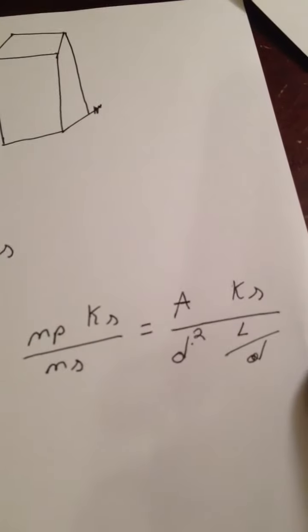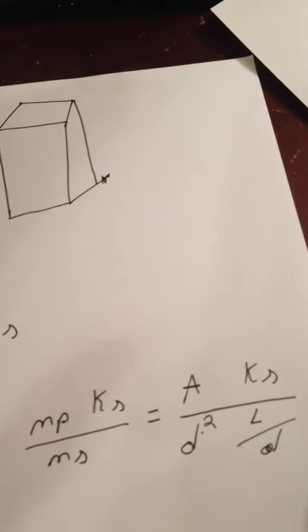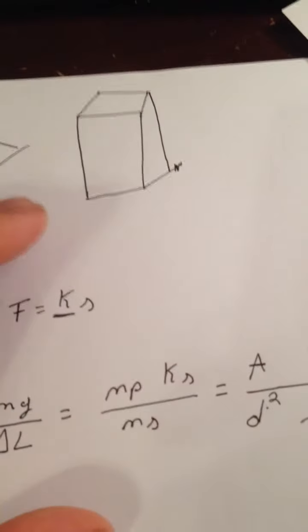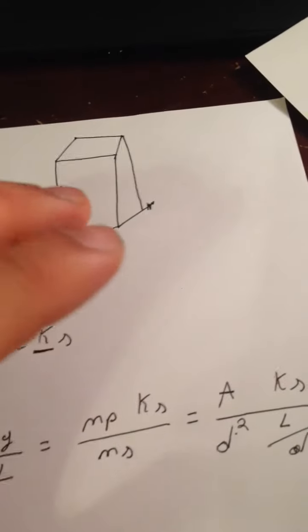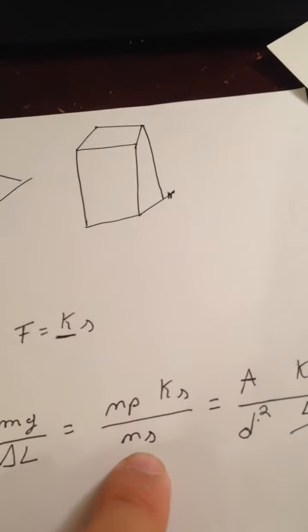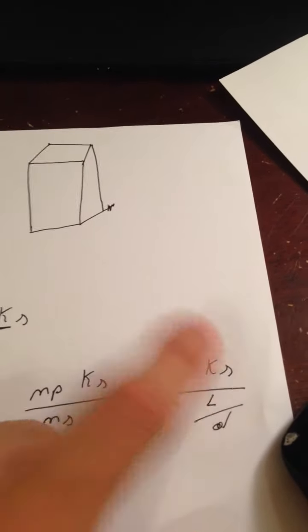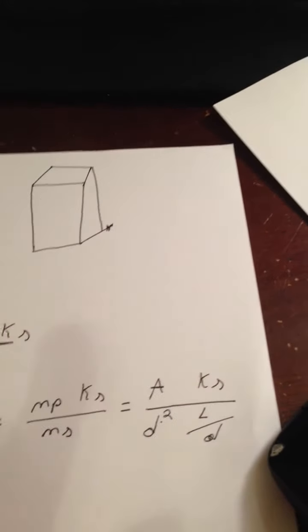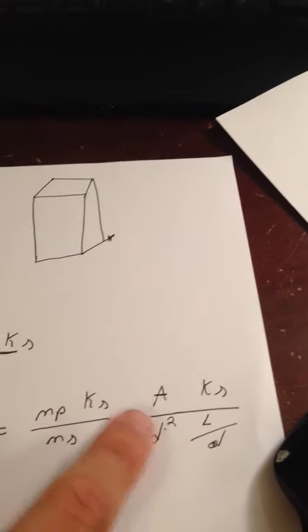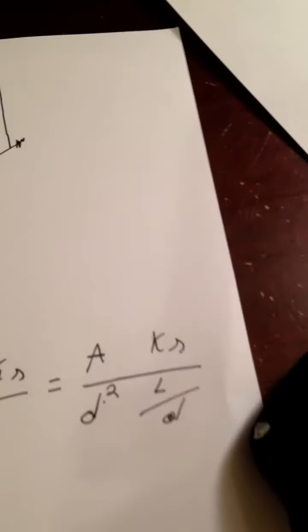Because if I have something in series, it will have a lower spring constant, I'm going to put the series on the bottom. So we'll have NP multiplied by Ks divided by NS. And this equals A times Ks divided by D squared, multiplied by L divided by D. And this is equal to this. They're the same. There should be no confusion. This and this. No confusion.